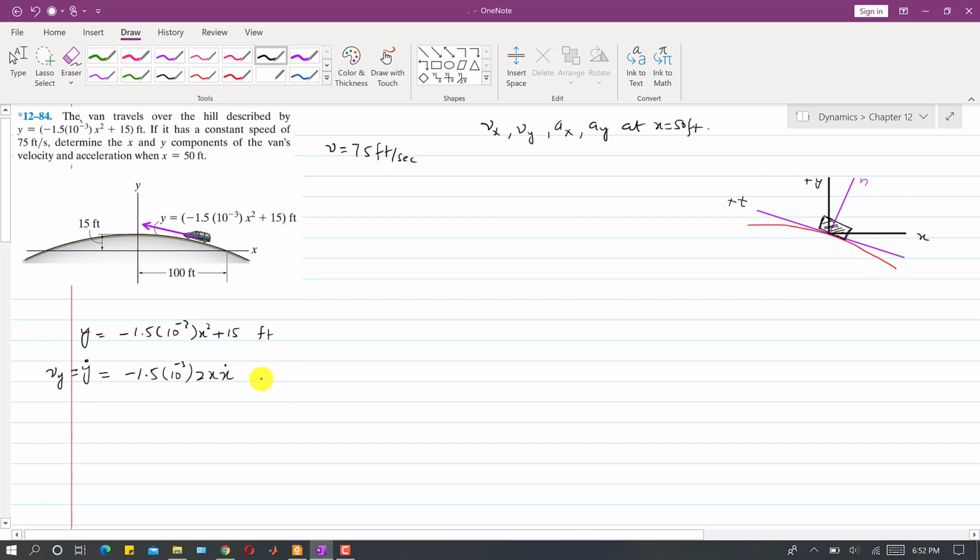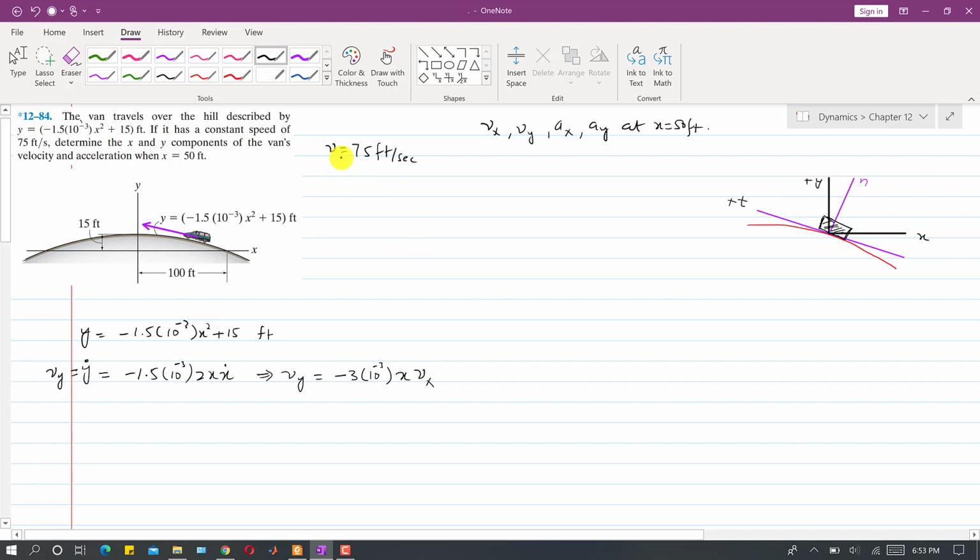So this means that y dot, vy, is equal to 2 into minus 1.5, so 2 into 1.5 will become 3, so minus 3 into 10 raised to the power minus 3, and then x, and x dot is vx. So x dot is the velocity component in the x direction.